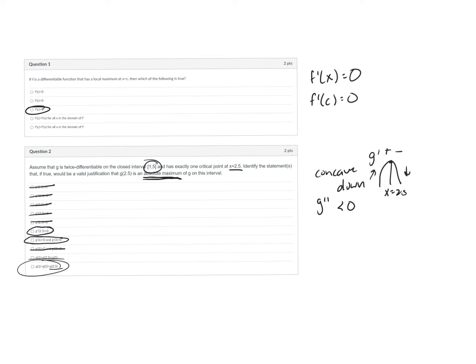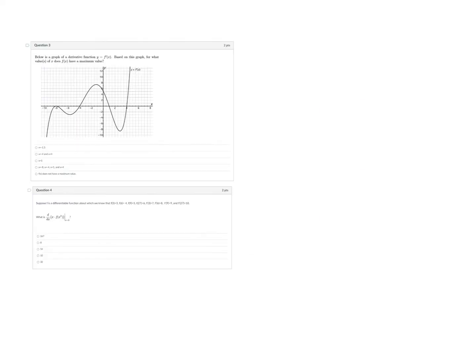We have g double prime of 2.5 is going to be less than 0. Then we have g prime of 1 is greater than 0, and g prime of 3 is less than 0. And then finally, g of 1 is less than g of 5 is less than g of 2.5. So those are all valid justifications so that g of 2.5 will be an absolute maximum on this interval. So on to question 3.